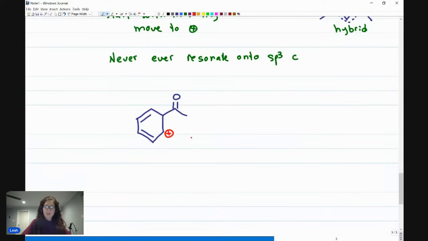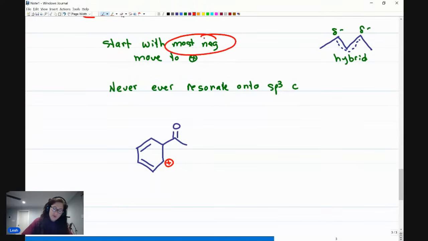Looking at this structure, let's see if we can come up with all the resonance contributing structures. And the question, though, is where do I even start? So let me know in the comments how many structures you think we're going to see. And I'll go back to my rule of start with the most negative.